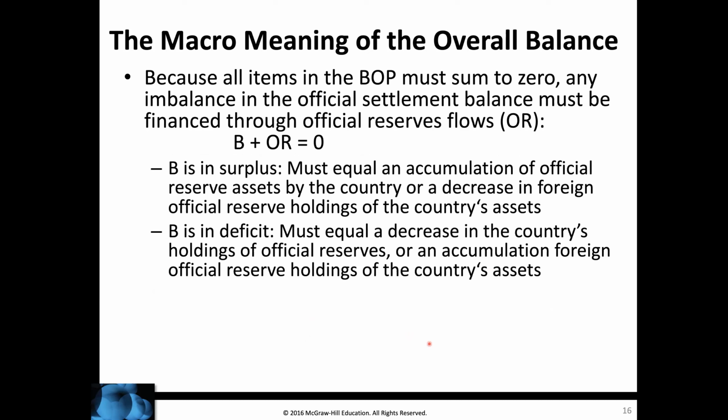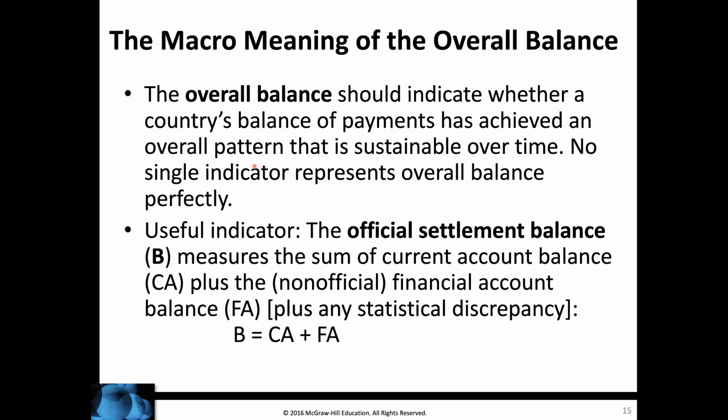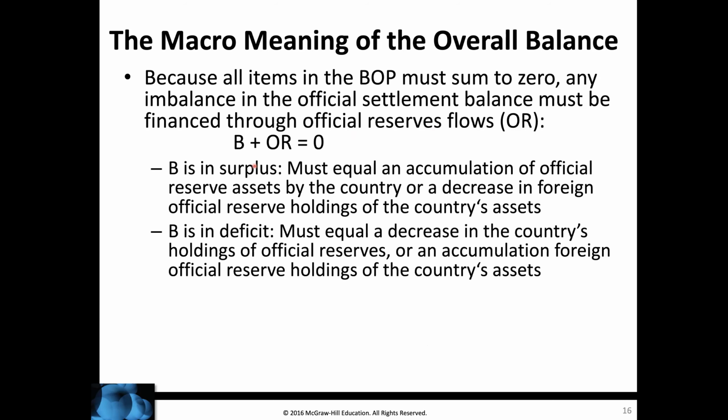Continuing, because all items in the balance of payments must sum to zero, any imbalance in the official settlement balance must be financed through official reserves. The nations will have official reserves, and they'll use those to deal with an imbalance. If B is in surplus, and you remember B is the official settlement balance, it must equal an accumulation of official reserve assets by the country or a decrease in foreign official reserve holdings of the country's assets.